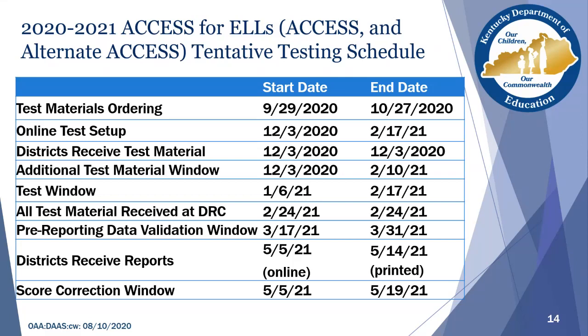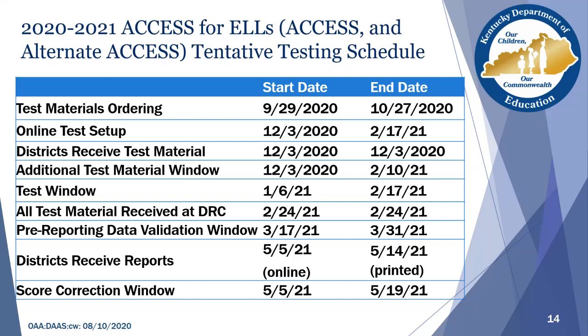Once this online test setup is open, it's also the same time that you're going to receive your test materials from DRC. Also, if you had any students who moved in after October 27th through December 3rd, you'll be able to put in an additional test materials order to get them materials if they're kindergarten, or the accommodated materials. So be looking, those are important dates for you.